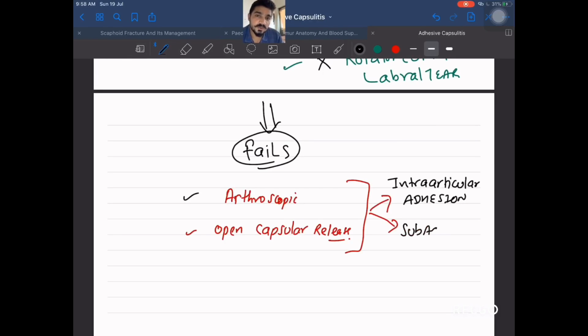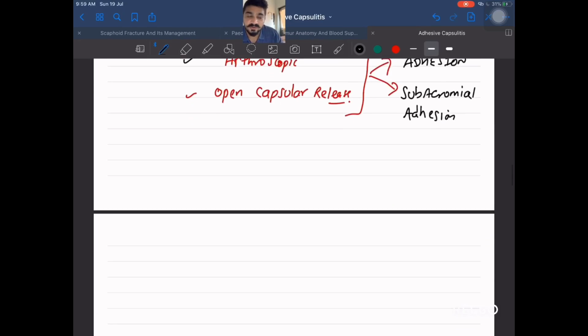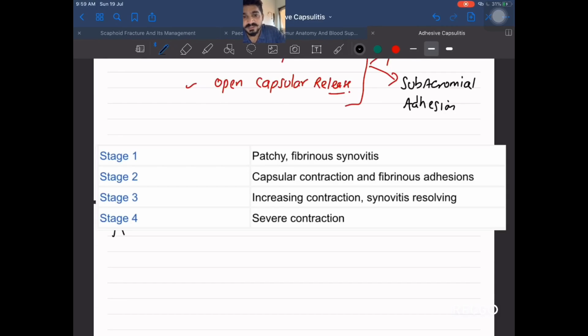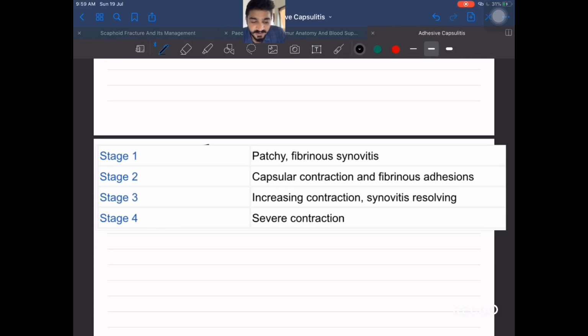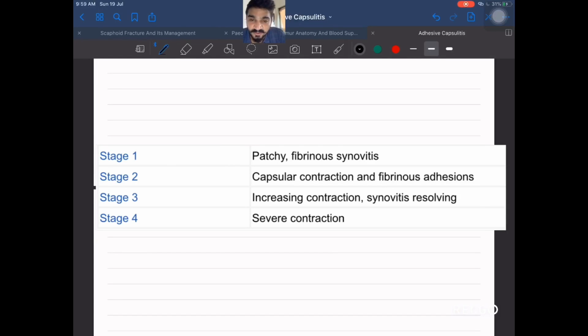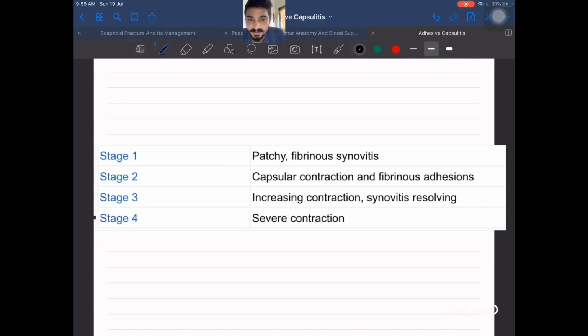And arthroscopically, if you look at the frozen shoulder, there are actually 4 stages. Stage 1 is the stage of inflammation, where there is fibrinous synovitis. In stage 2, there is capsular contraction with fibrinous adhesions. In stage 3, there is increasing contraction and the synovitis is resolving. And in stage 4, there are severe contractions.